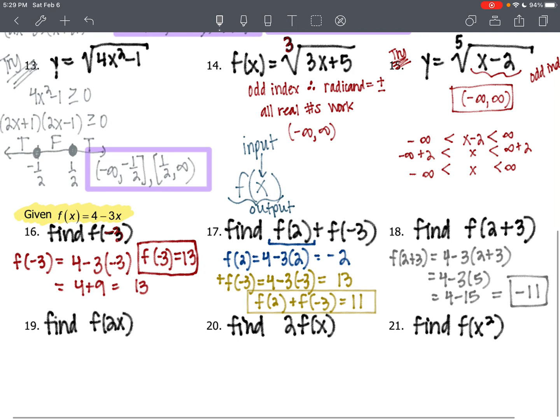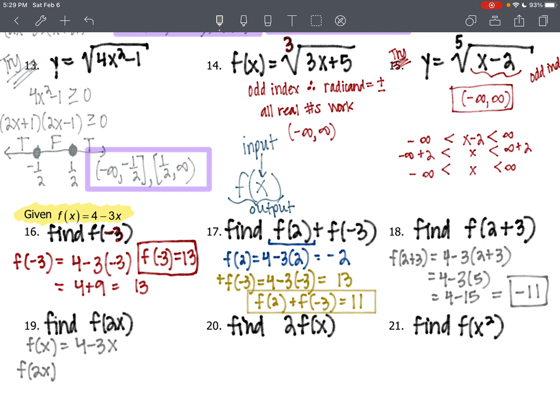Now we're going to replace that input of x with another variable. So on number 19 it says find f of 2x. Remember that f of x is equal to 4 minus 3x. F of 2x says everywhere you see an x, replace it with 2x. So instead of 4 minus 3 times x, 4 minus 3 times 2x. And that's going to result in 4 minus 6x. Now there's nothing we can do with that because 4 and negative 6x can't be combined. So our answer is f of 2x equals 4 minus 6x.